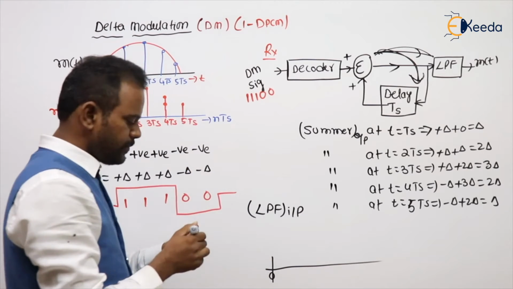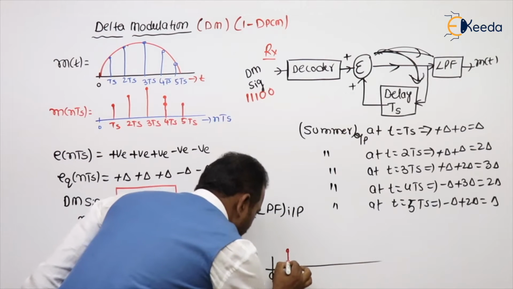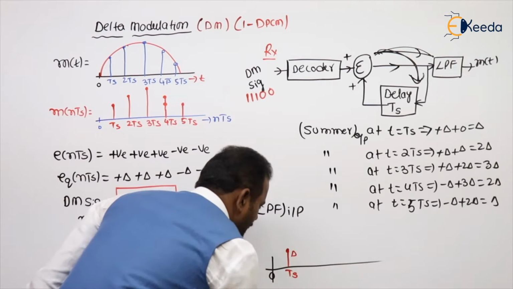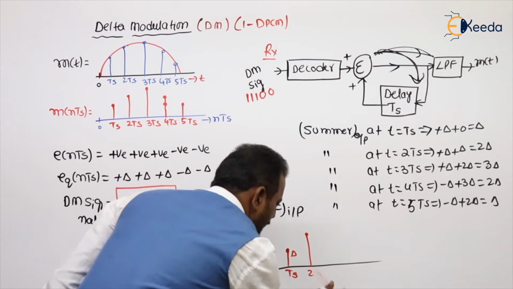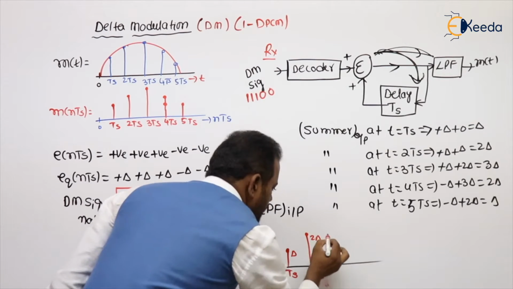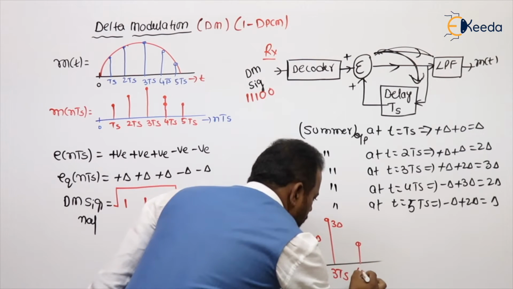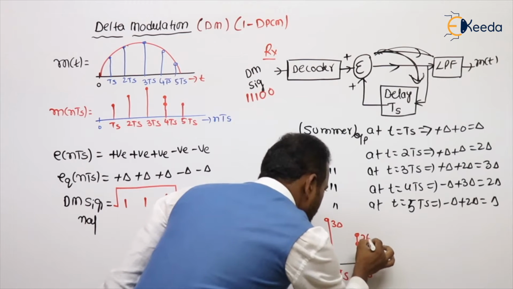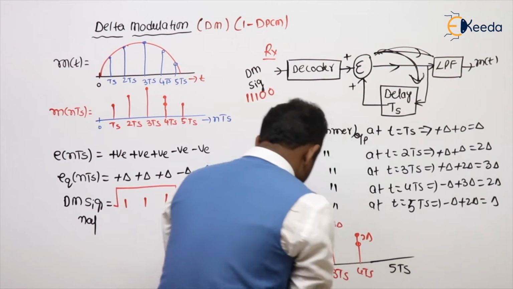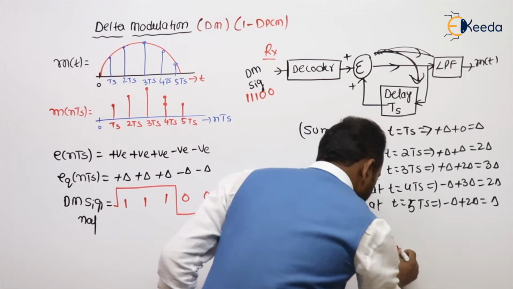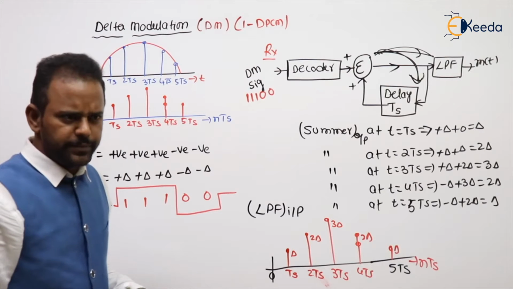Are you following my point? At T equal to TS, delta. Delta means some amplitude; I will tell you how to set it. Next at T equal to 2TS, 2 delta. At T equal to 3TS, 3 delta. At 4TS, also 2 delta. At 5TS, delta. That is the low pass filter input.